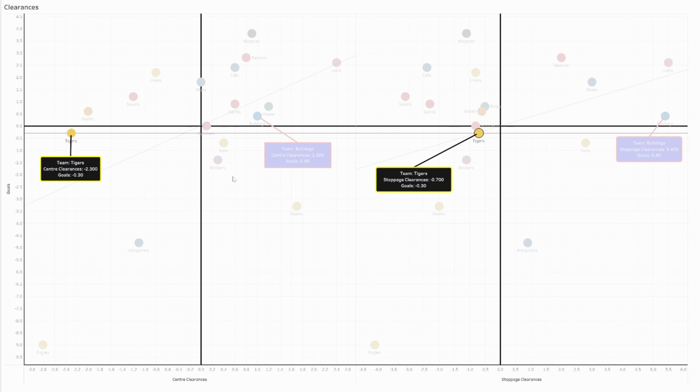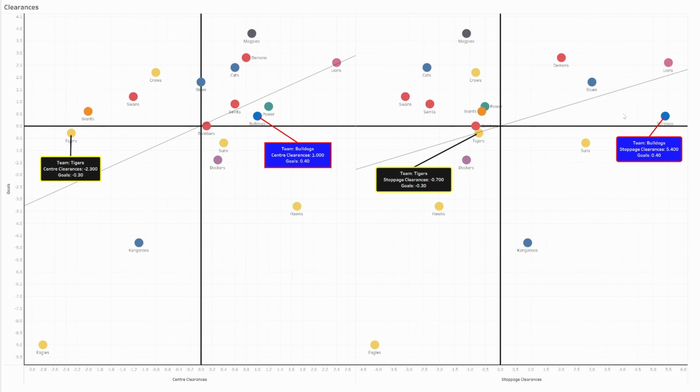On the other side of things, we've got the Tigers, who average 2.3 less centre clearances a game and about 0.7 less stoppage clearances a game, which is fairly even. But we can see a lot of the top clubs excel in the top right here in terms of clearances. The Lions, Demons, Power, the Blues, they really dominate this area. You can also see the Magpies are up high for centre clearances, although it's not quite important to win stoppage clearances for them.